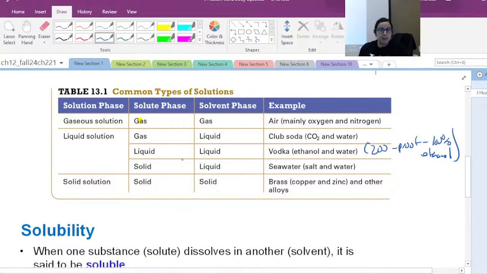And then we can have solids and liquids, obviously. So seawater and many, many others, solid liquids, we could go on. And then solid, that would be like your alloys or any metal mixtures.